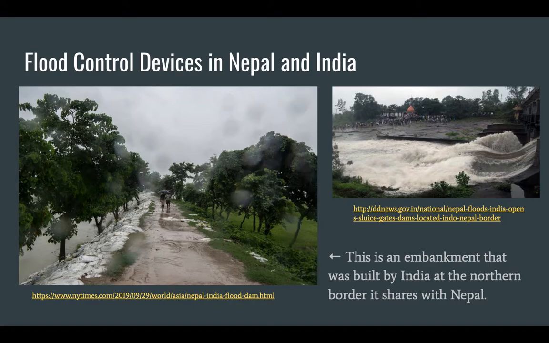To try and help prevent more deaths and to help regulate the water, Nepal and India both have put some flood control devices at the border of Nepal and India for the annual monsoon season. These flood control devices are mainly dams and embankments that help with the regulation of the flow of the massive amount of water that flows down into India coming from Nepal.